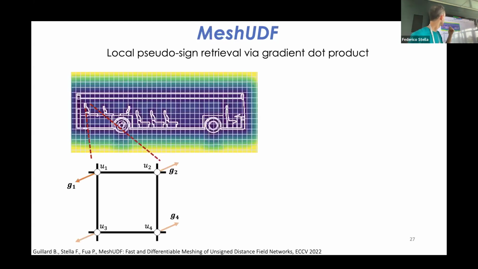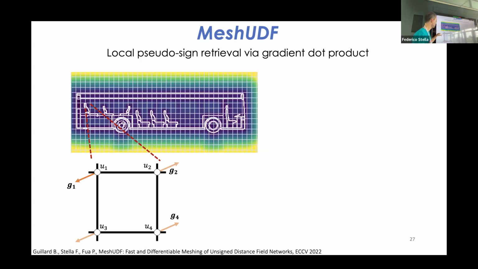This is a paper from 2022 by me and some other people in the lab. What we want to do is take a UDF and get a mesh out of it. Once we have a UDF out of an implicit neural network, we can differentiate from the output of the network to the input to get a gradient of the UDF. So it's the derivative of the UDF value with respect to the x-axis, y-axis, z-axis, okay? So we have a spatial derivative for the UDF value.